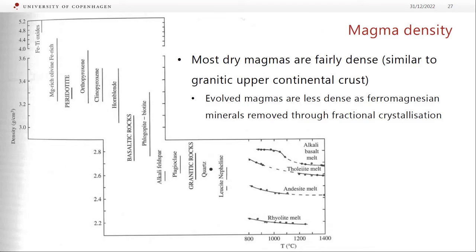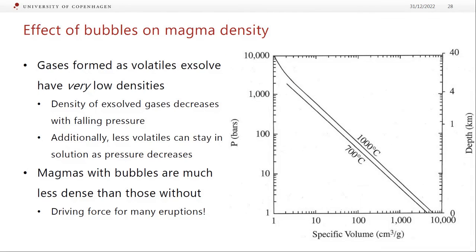So the more evolved the magma gets, as we get to andesites and rhyolites, they do get less dense because we're removing these dense minerals that crystallize early. We're removing olivine, pyroxene, amphibole. We're also removing plagioclase, but the net effect is to make them less dense. But in comparison, gases formed by volatile exsolution are incredibly low density. So the density decreases really rapidly with falling pressure.